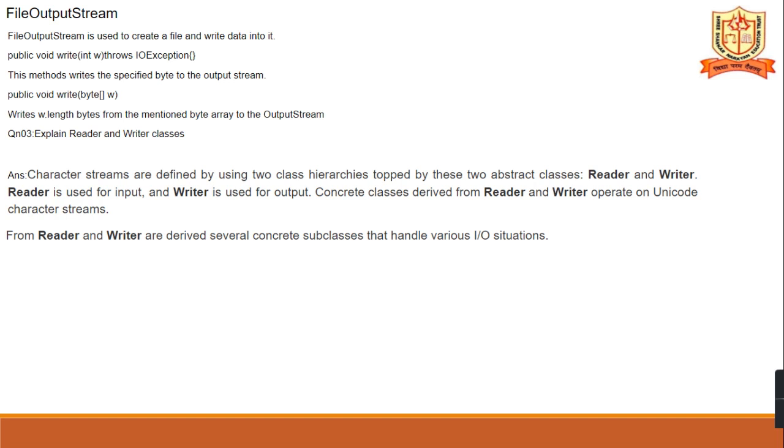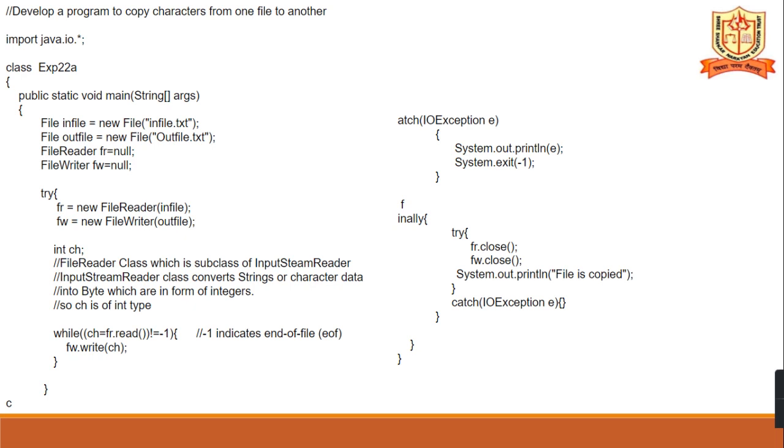One is a reader and writer. Reader is used for input and writer is used for output. And file input stream, this is an input stream, file input stream and file output stream. Classes like that are there. So here is an example: develop a program to copy the characters from one file to another file. You have to copy the contents of one file to another file.